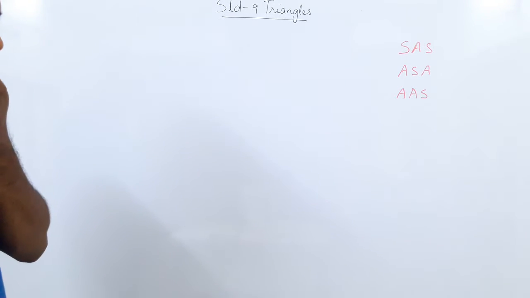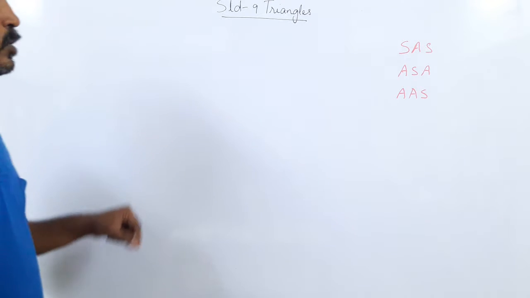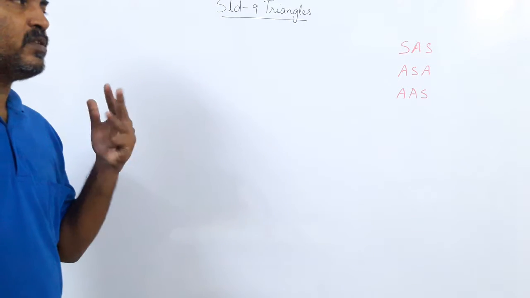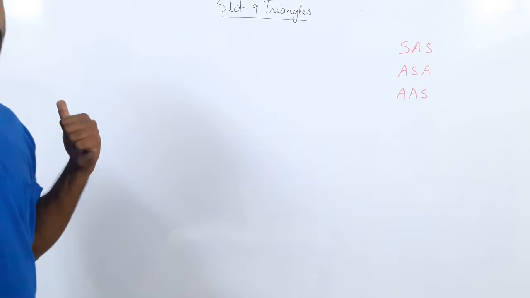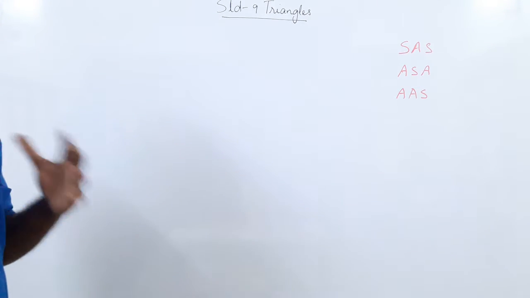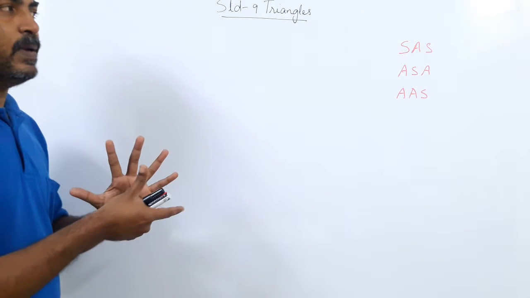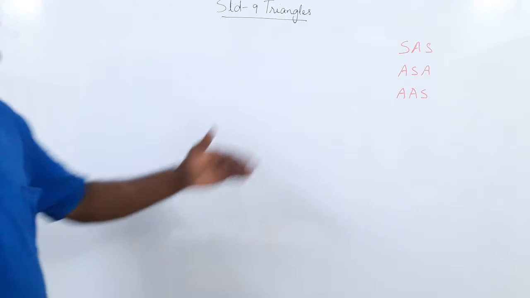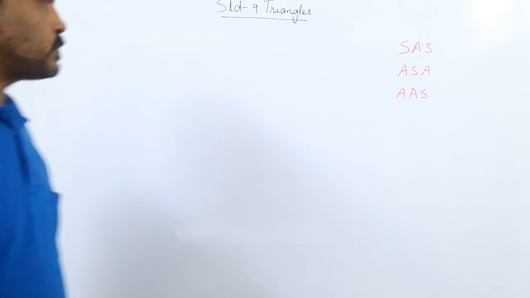So if you remember, we did last time. In congruency, the corresponding sides have to be equal. All the three sides have to be equal. The corresponding angles have to be equal. Under those 6 conditions, with proper alignment, the triangles are congruent. So we did these rules.